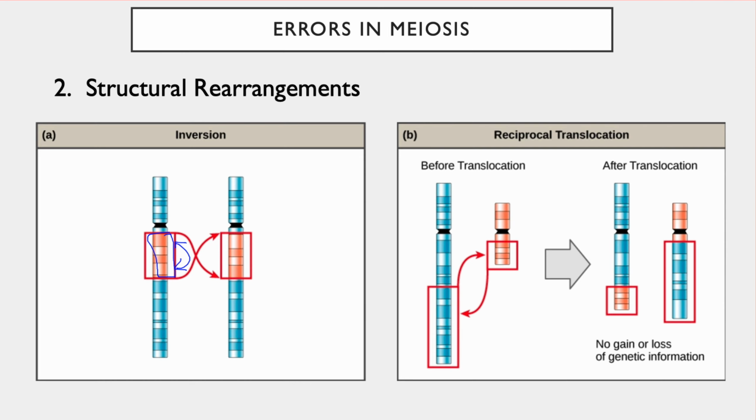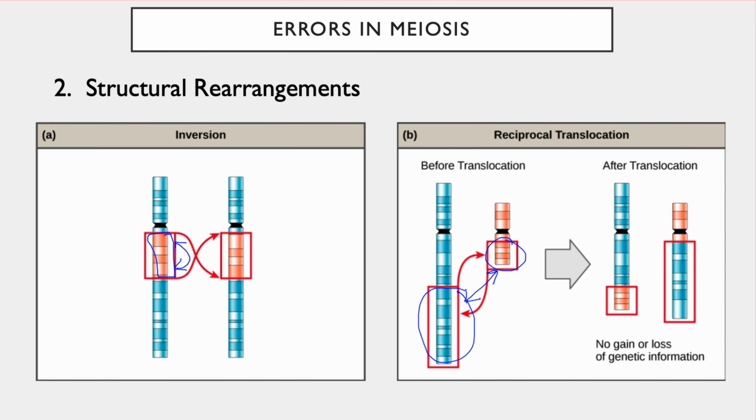Another way we can change this structural rearrangement is through reciprocal translocation. This is where you have two different chromosomes, and they will swap the entire arm of their chromosome. So you don't lose or gain genetic information, it's just moved to a different chromosome. Now, it's possible a person that has a reciprocal translocation has no detrimental effects to their individual body. However, that can cause detrimental effects to their offspring.